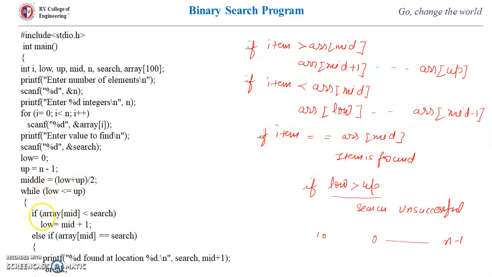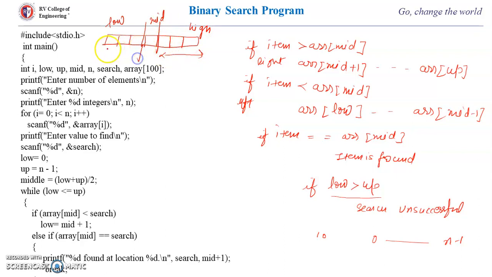So inside this while loop, we are saying if array mid is less than search, or we can say the item is greater than array mid. So when the item is greater than array mid, it means we have to search in the right half of the array, and here it is the left half. So right half means, if I say my array elements are, okay, this, and this is the mid element, and this is low, and this is high. When we say right half, here I need to search; left half means here I need to search.